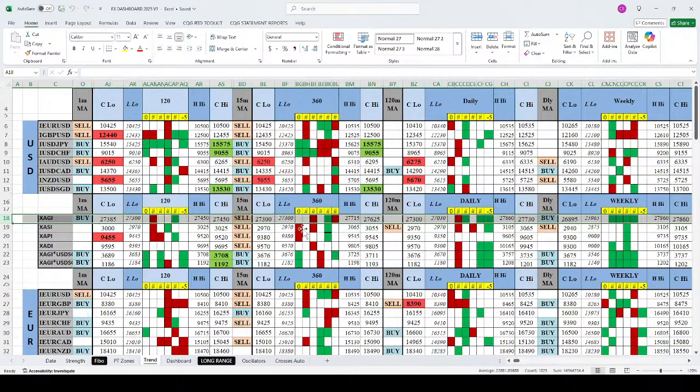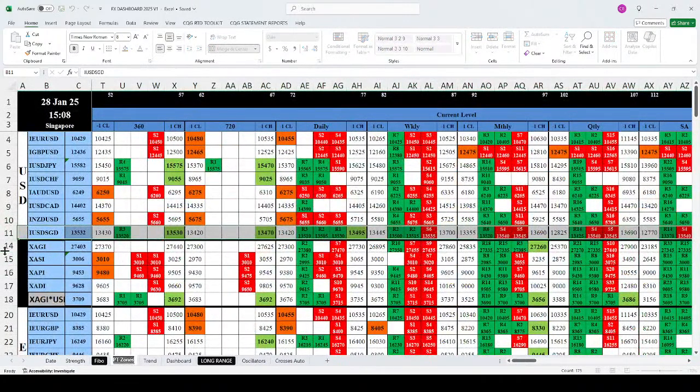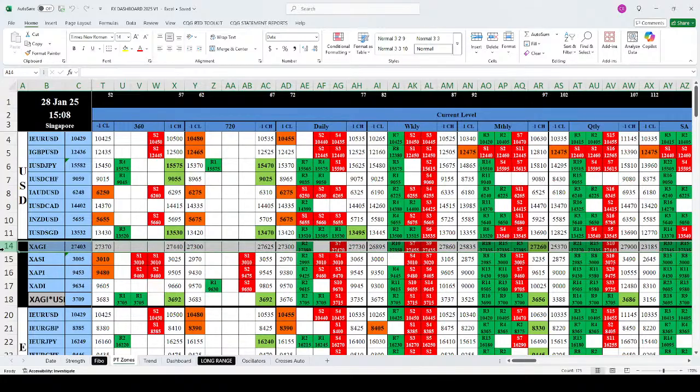Now what we are seeing here is a correction on the hourly, but I don't think we have seen a correction on the daily yet. So we've got to be a bit careful on this. If you look into the PT zones, the daily is showing a strong sell. Weekly is also showing a strong sell with one buying force, and monthly we are seeing a strong buy.